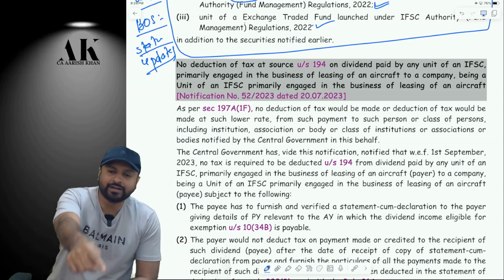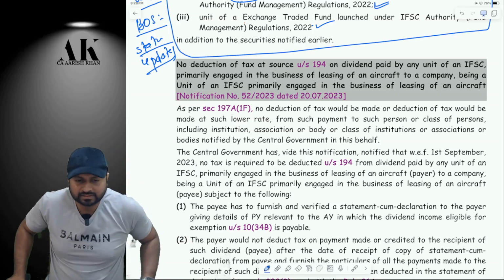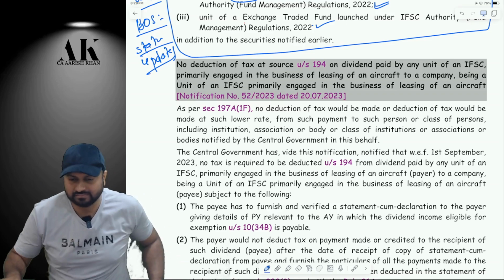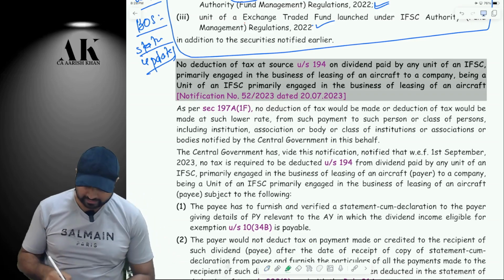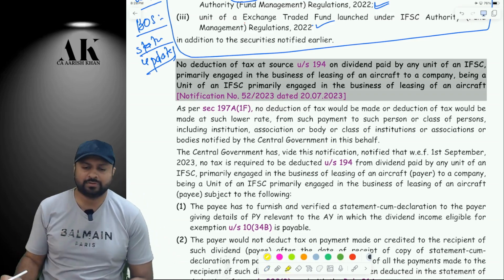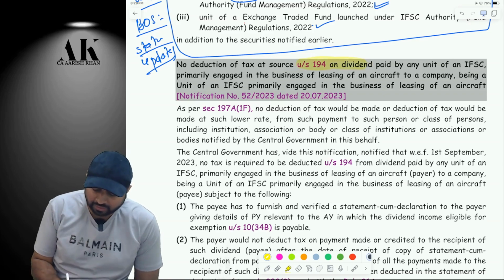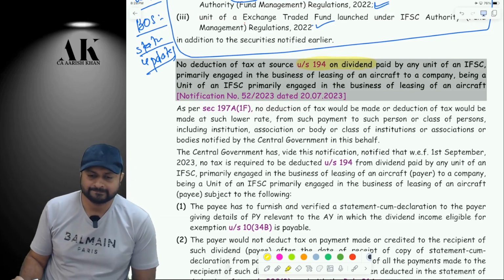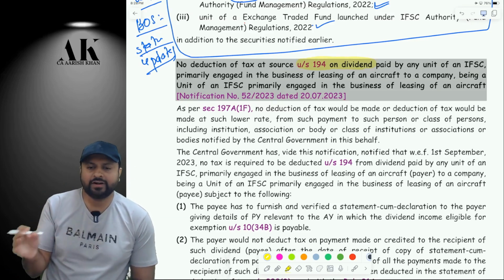So that is exempt under 10(34B). Check please. Right? That we have done in class. Now, what is the amendment over here? The amendment is nothing but an extension of the provision. Under 194, you might know that we deduct TDS for dividends. Remember? We deduct TDS for dividends under 194.